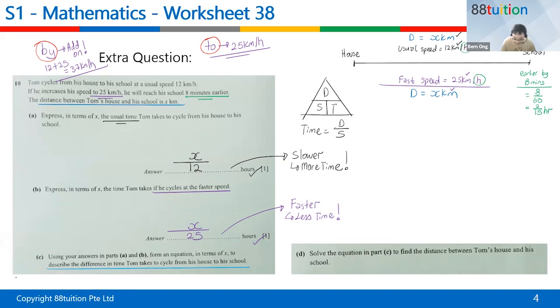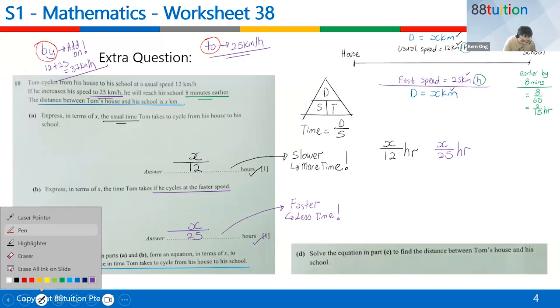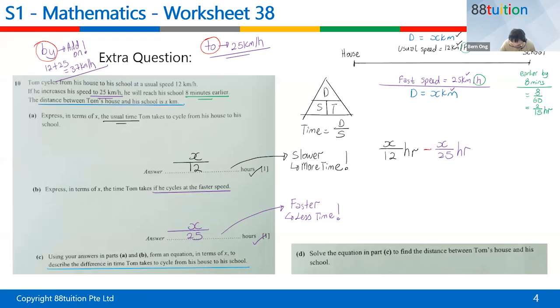So you need the slower time, which is X over 12 hours. This one will give you the slower, which is more time, minus the faster, which is X over 25. This one is a shorter time. You need a more time minus a less time to give you a difference of 2 over 15 hours. Can you still follow?